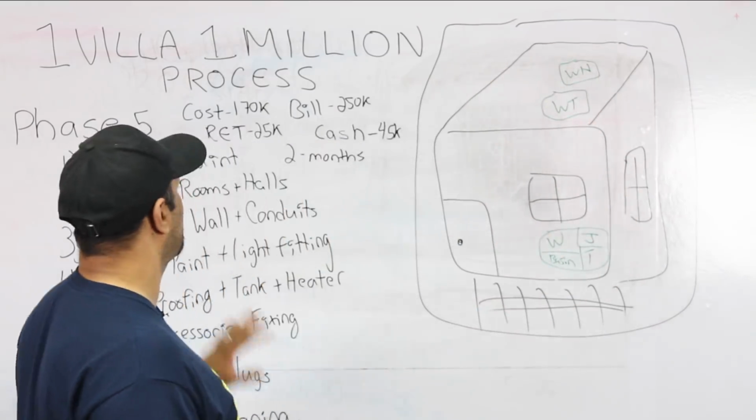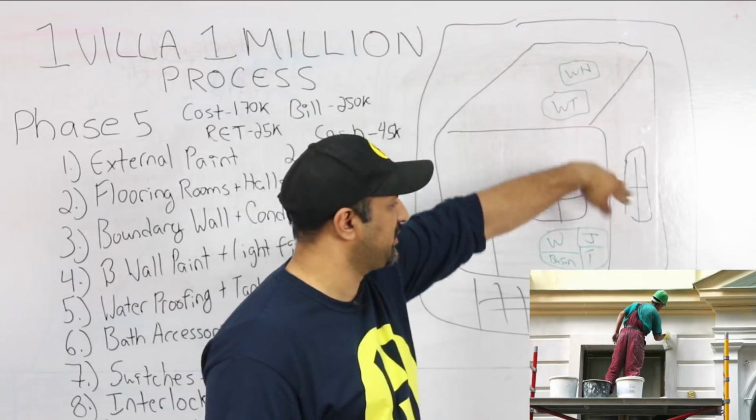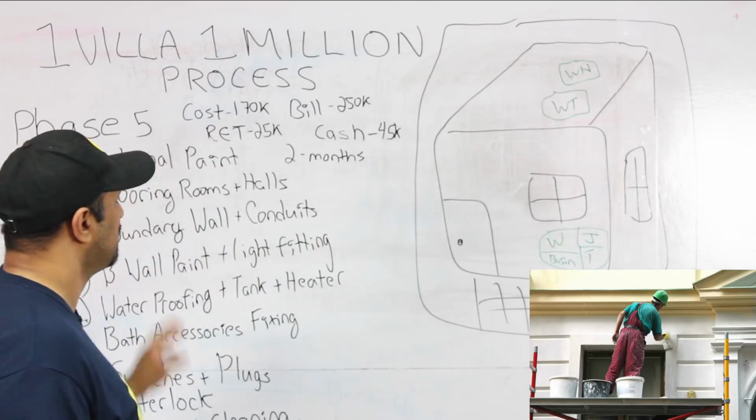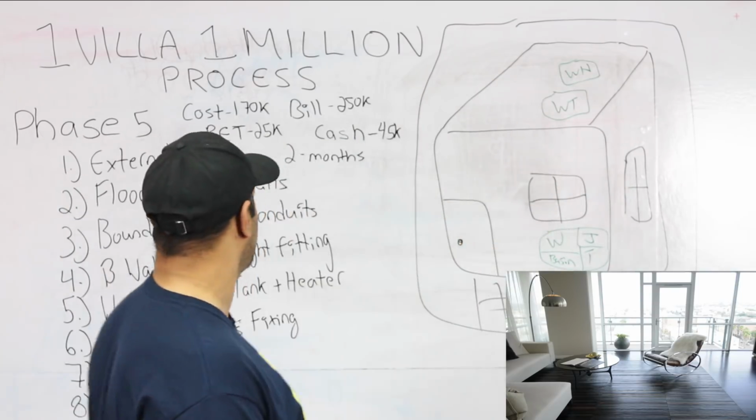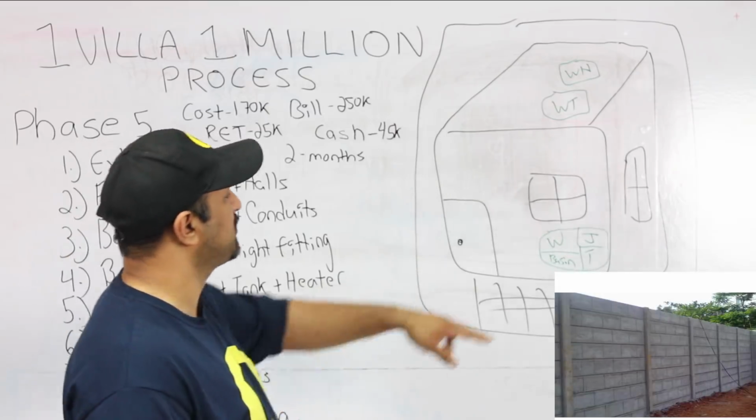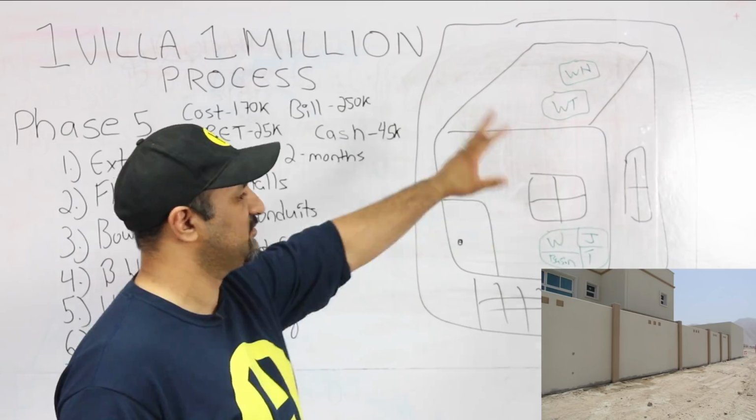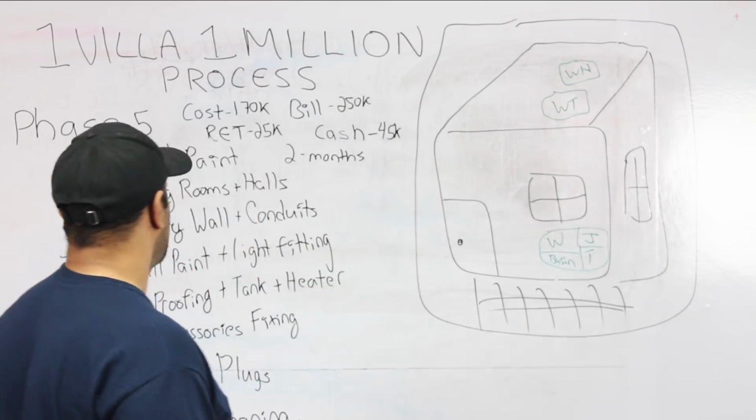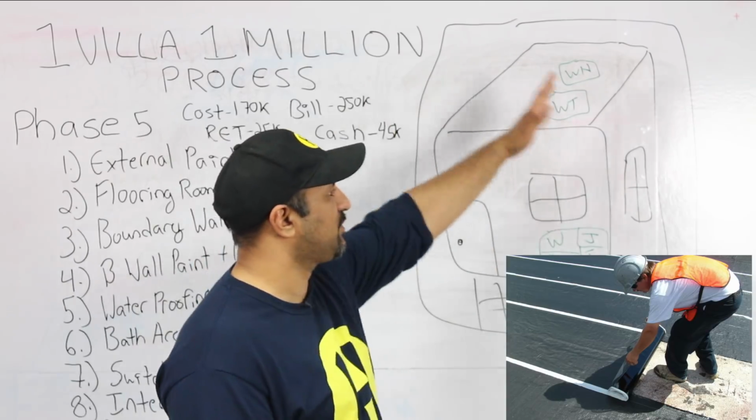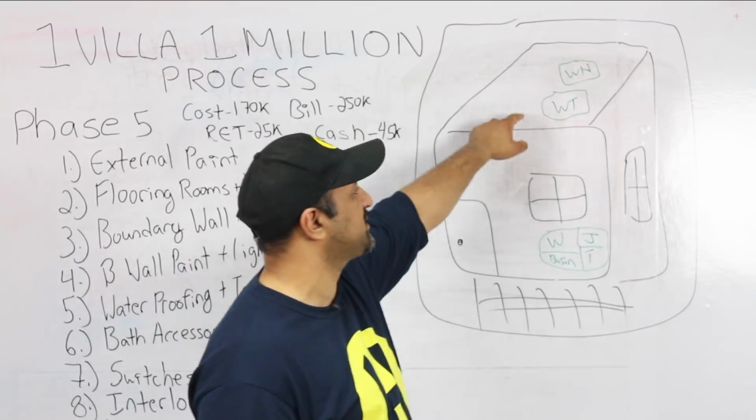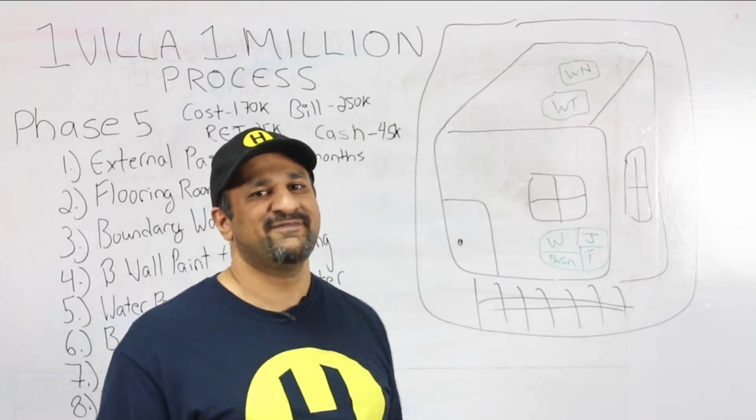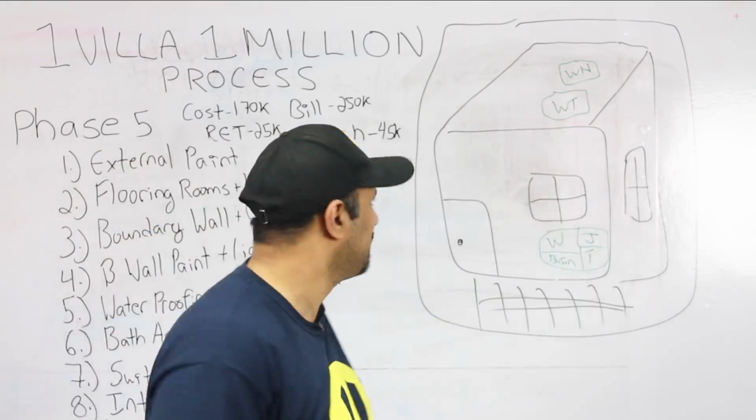Okay, we have our external paint, which goes all along here. This is external paint of the house. Flooring for the rooms and halls on the inside. We have our boundary wall and our conduits. And then we have our boundary wall paint and our light fitting, which is on the inside of the project. We have our waterproofing, which is waterproofing the roof. And then this is the water tank, this is the water heater. Generally in a villa, this goes on top, and it provides it from the top.